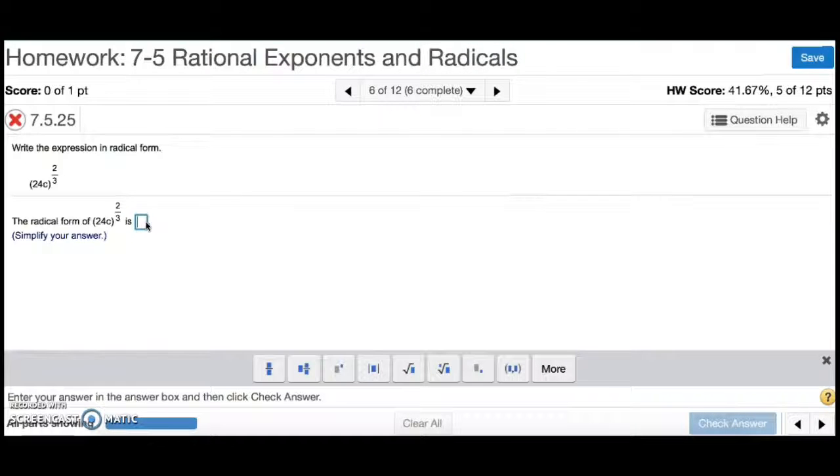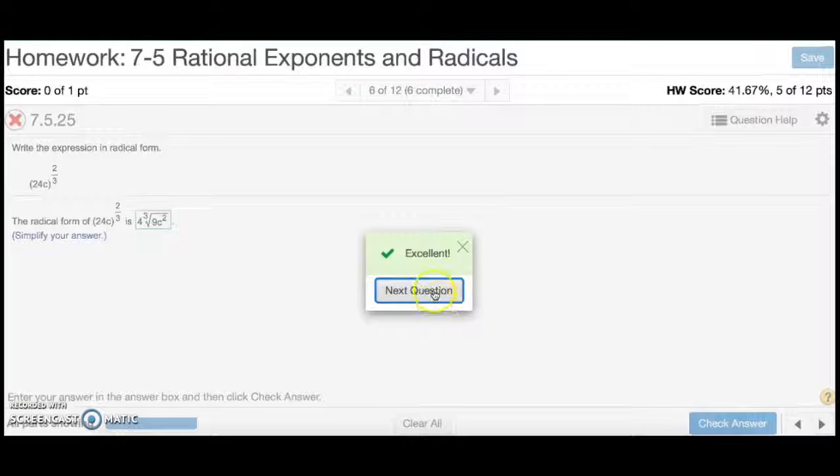So I'm going to type in 4 cube root of 9c squared. And that's my answer for number 6.